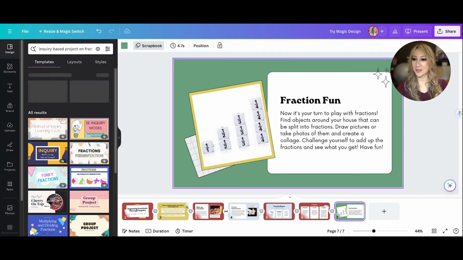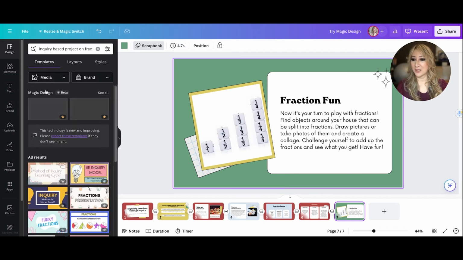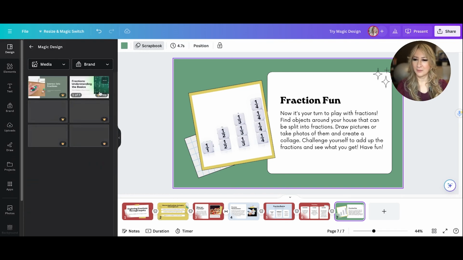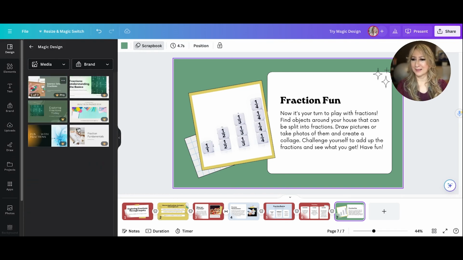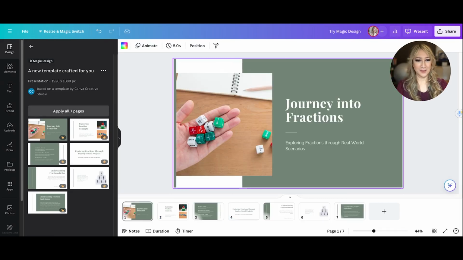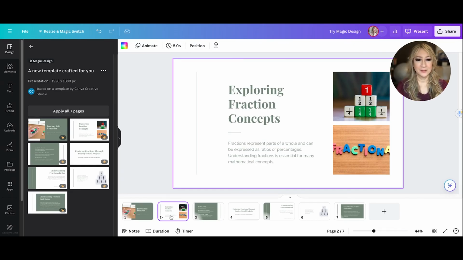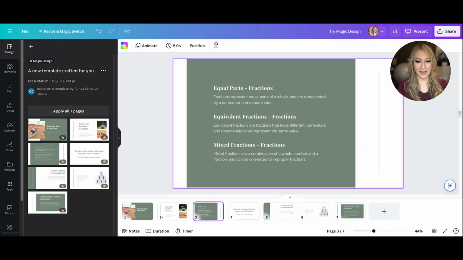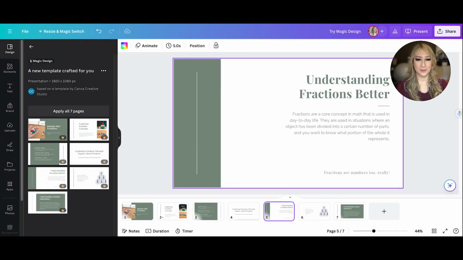Okay, so I've got the magic design. Up here it's thinking and generating. Magic design. Okay, let's see all. I'm really hoping these are going to be better. Okay, I'm going to click on the first one. And let's apply all the pages. Journey into fractions. Okay, so what have we got? Fractions represent, so, okay, little definition. It's okay. Definitions again. Okay, what about the projects? What do we have?